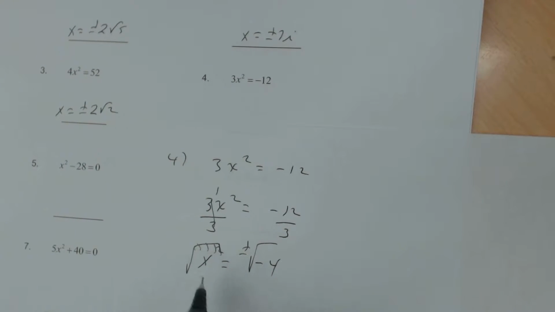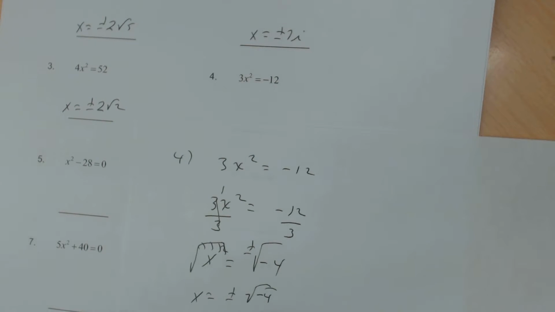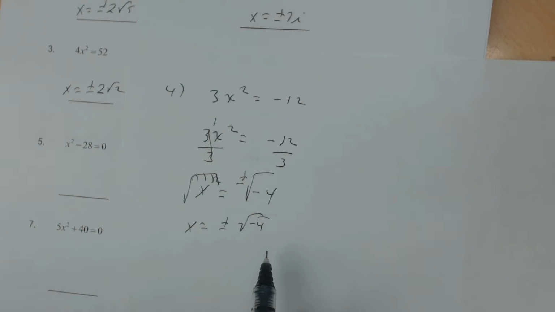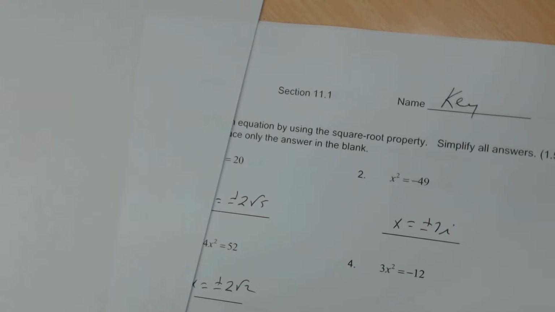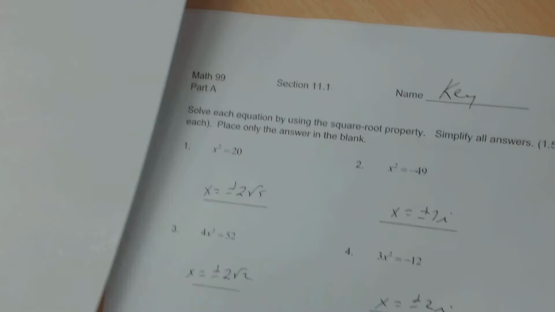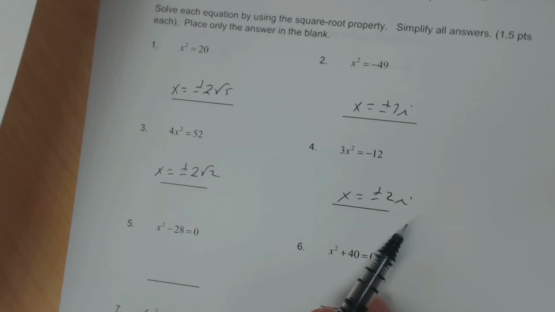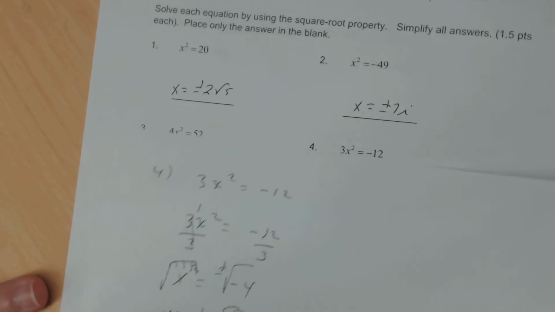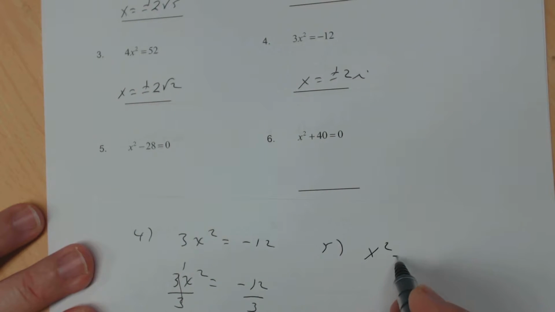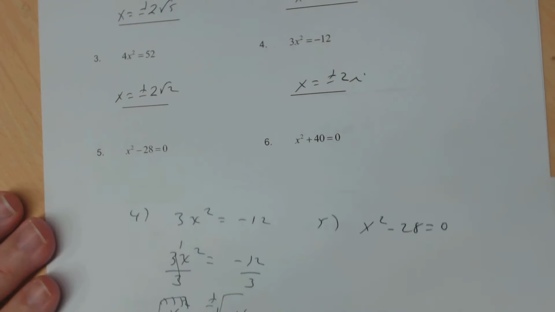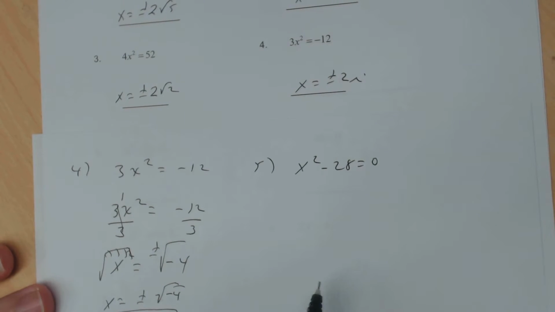So the square and the square root undo each other. So you get x equal plus or minus the square root of a negative 4. And we know that the square root of 4 is 2, so the square root of negative 4 is 2i. So x equal plus or minus 2i. Now remember, you can write it as 2i comma negative 2i. Does not matter. All right, number 5, you have x squared minus 28 equal 0. So again, you want to get x squared by itself.